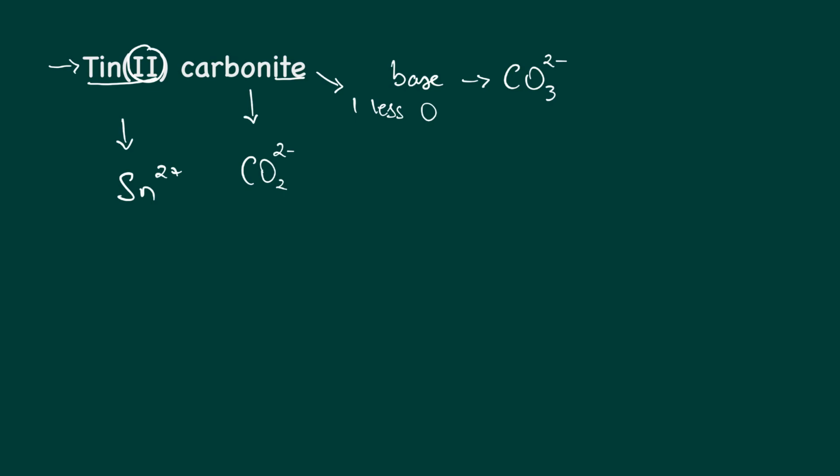And now it's pretty straightforward. You've got 2 positive and 2 negative. They cancel each other out perfectly, so you don't need to add or write any extra number or anything. No parentheses needed. SnCO2. We were able to do this because my cation and my anion canceled their charges out perfectly without me having to add any extra.